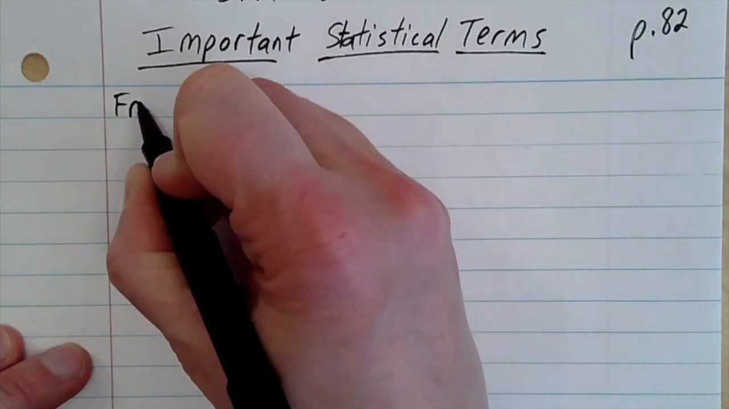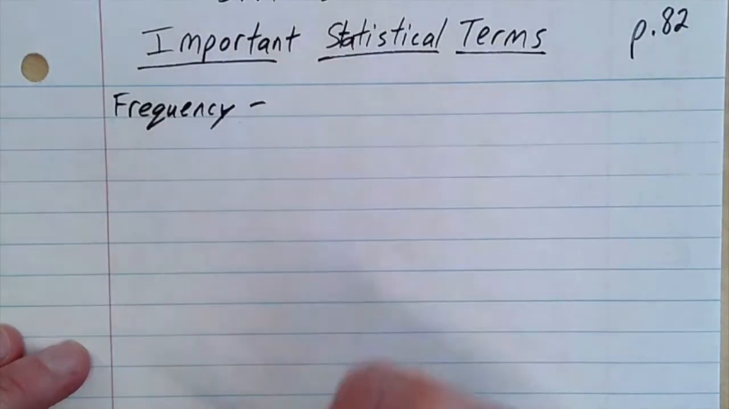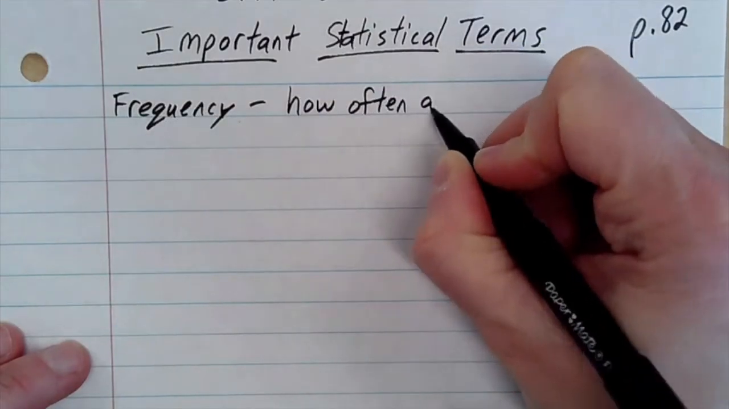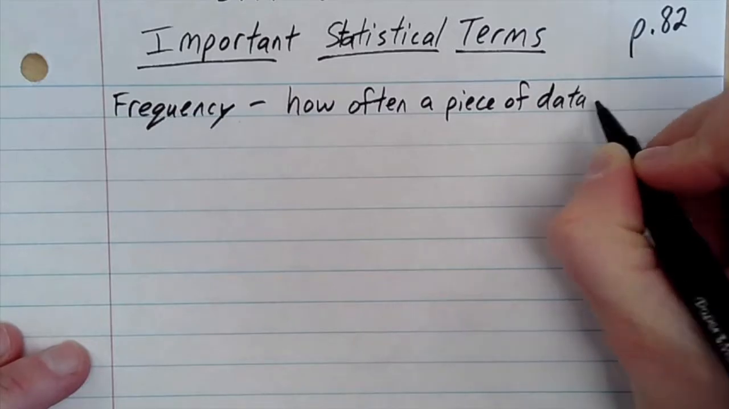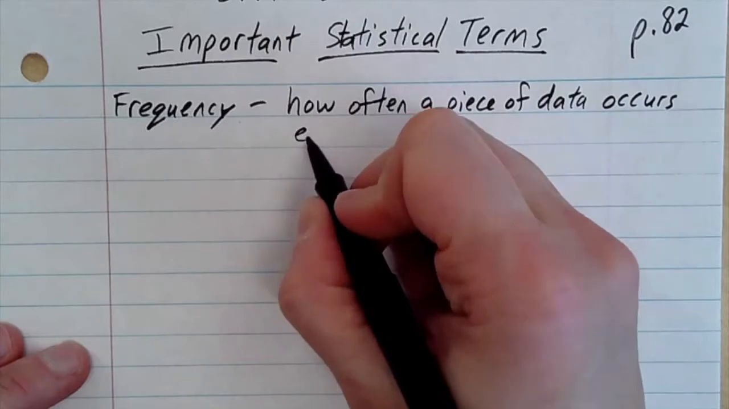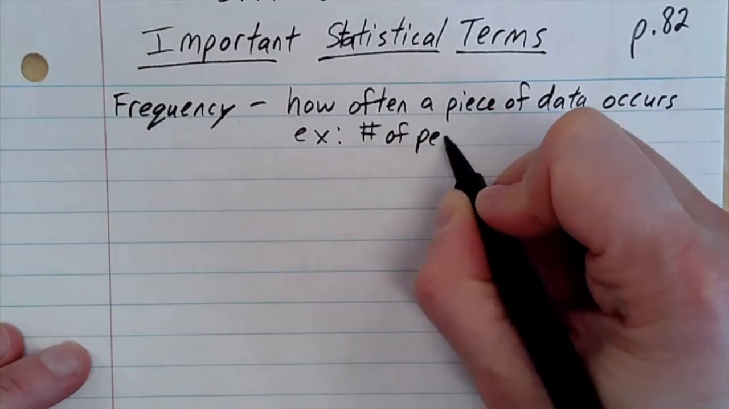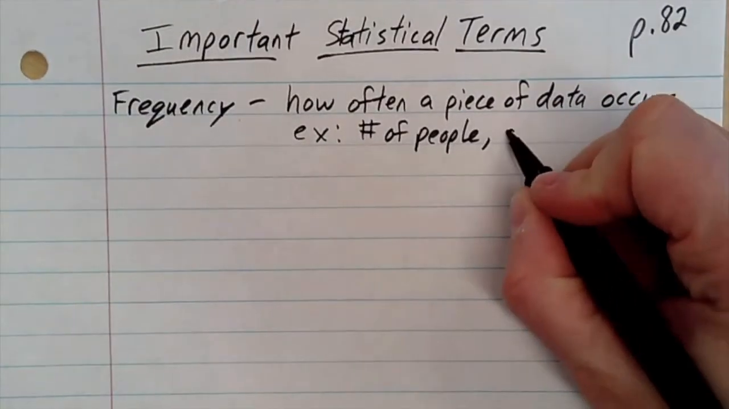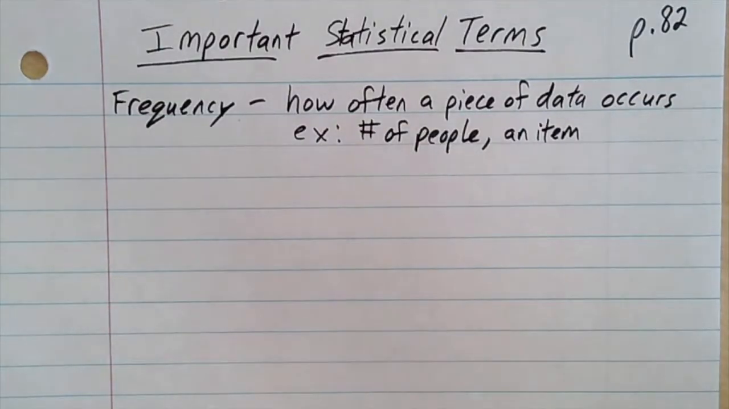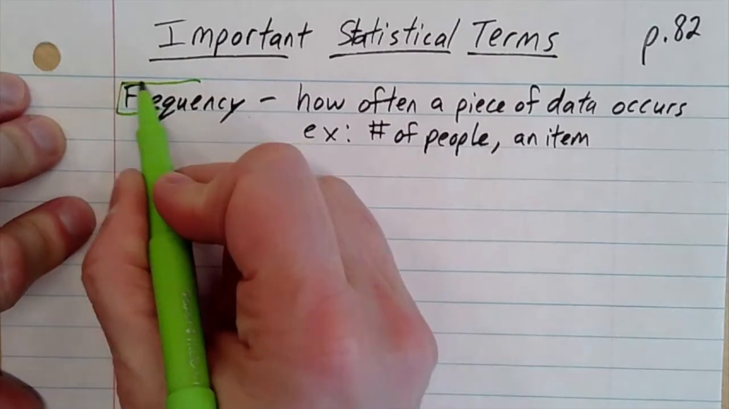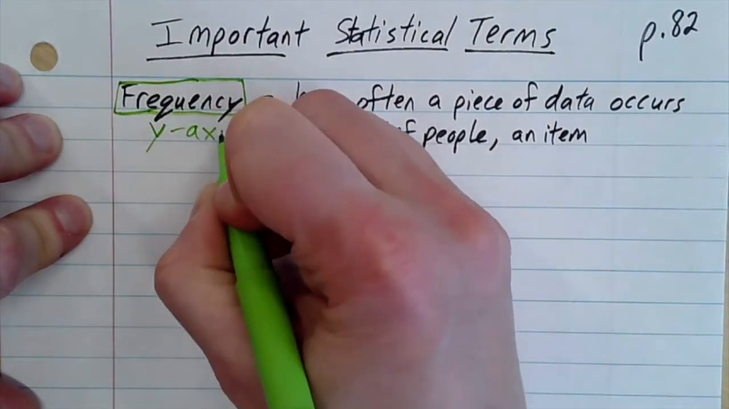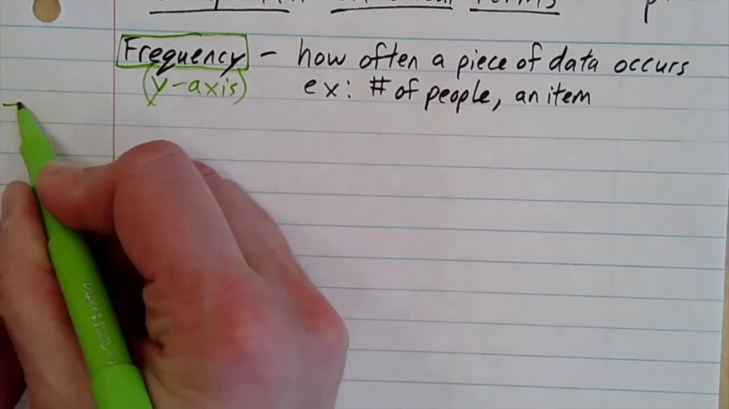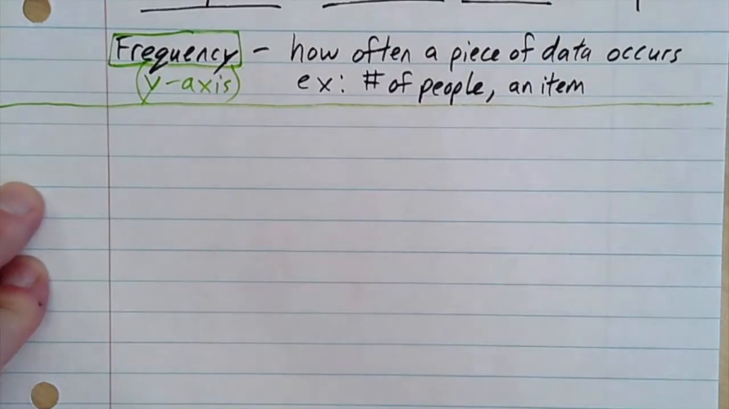The first term is the word frequency. Frequency just means how often a piece of data, whatever you want to say, occurs. An example could be the number of people. In our last example with histograms, our frequency was how many people were reading a certain amount of minutes. It could also be an item. Frequency is normally graphed on the y-axis. Box this in. Frequency is found on the y-axis. Frequency, how frequent or how often something occurs.